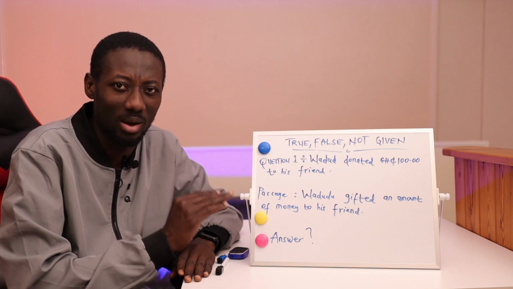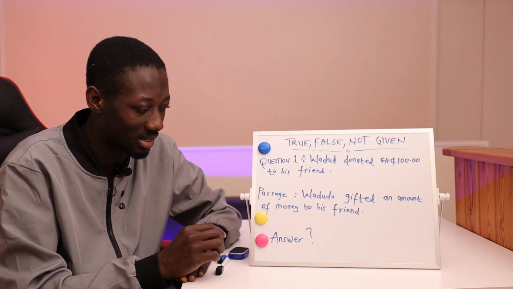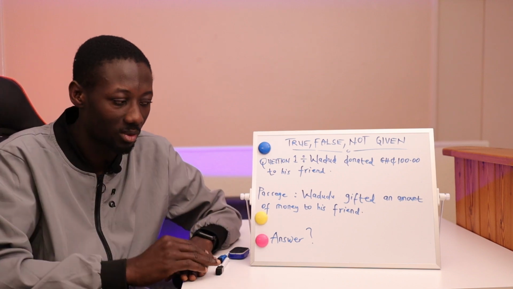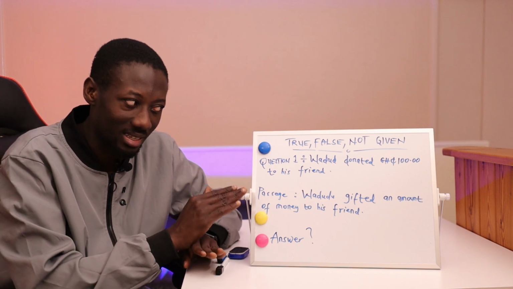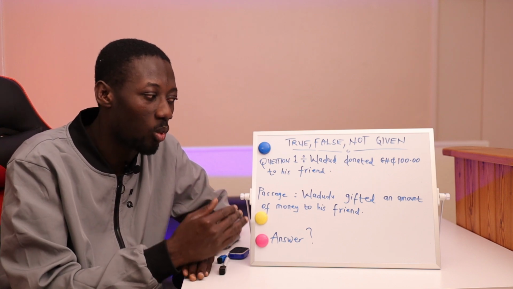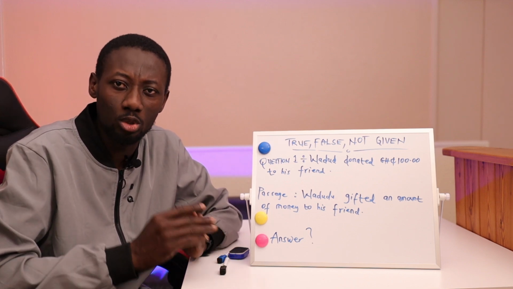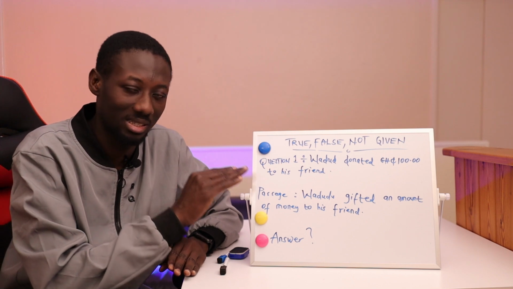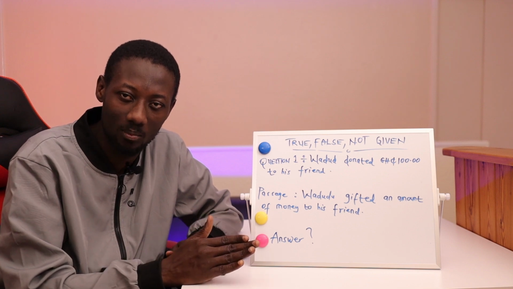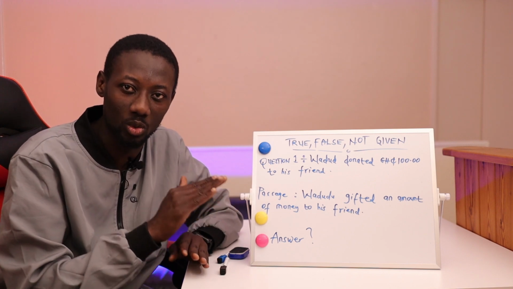So assuming you go to the passage, and what you saw in the passage was that Wadud gifted an amount of money to his friend. The question is, Wadud donated 100 Ghana cedis to his friend. And the passage says that Wadud gifted an amount of money to his friend. Now, with true, false, not given, you choose true when the statement in the question totally agrees with what is in the passage.